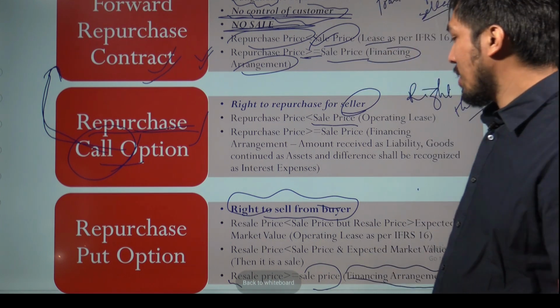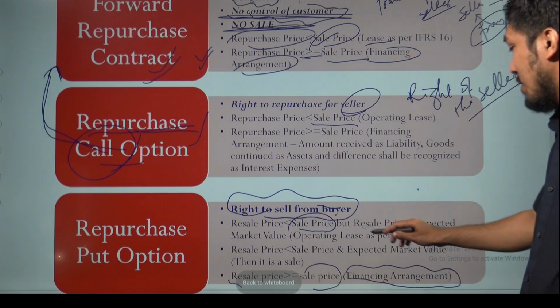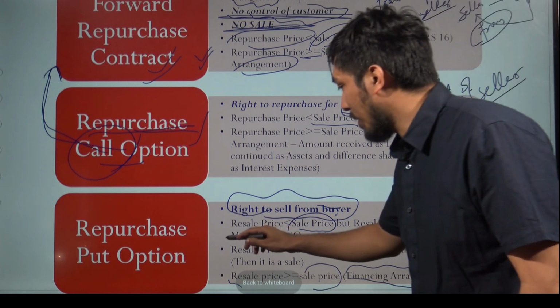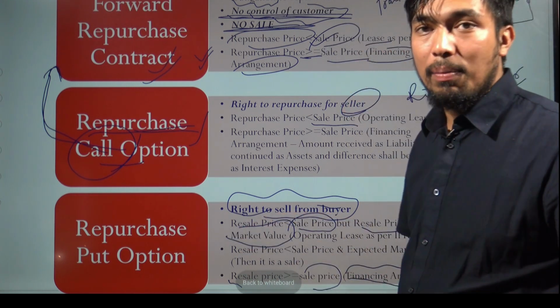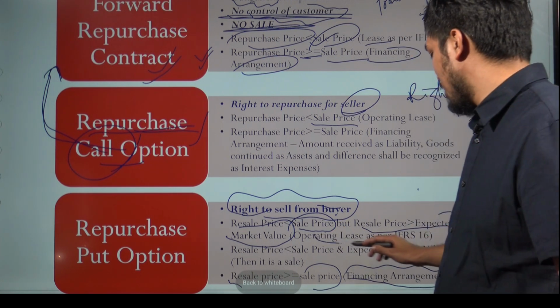And if the resale price is less than the original selling price, but the resale price is greater than the expected market value, then there is also certainty of the buyer exercising the option. Then it will be considered as an operating lease as per IFRS.